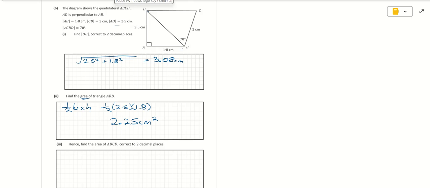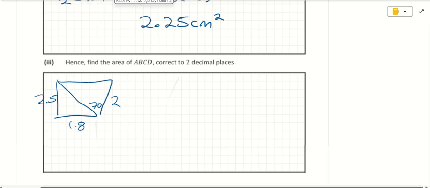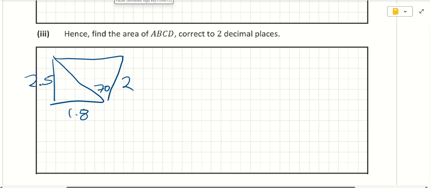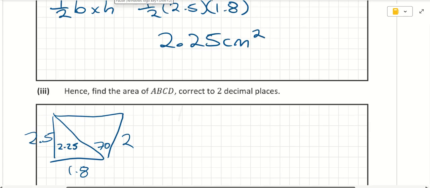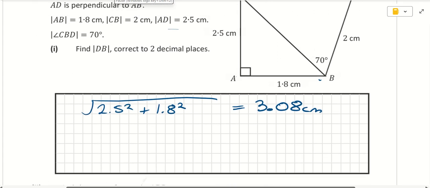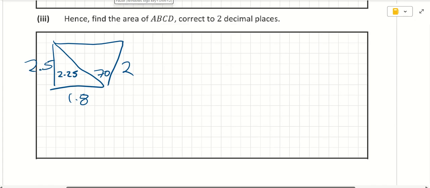Okay, so for BCD, let's just, okay. Sorry, it's way zoomed out. So we've got 70 to 1.8, 2.5. Okay, so to find the area of that, you've already got the area of that. So that was 2.25. And you have the length of DB, which was 3.08. Okay, so now we actually have a triangle here with 70 degrees, 2 here, and 3.08.